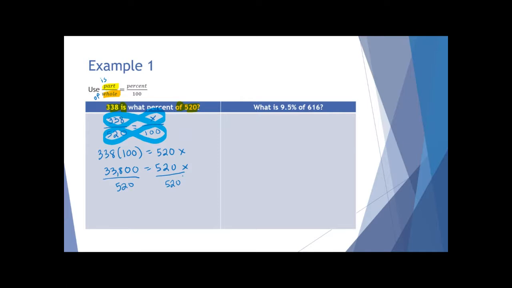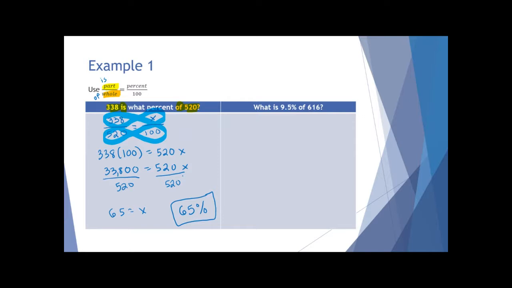So with percents, we usually allow decimals. We don't worry about making them fractions, so you can just hit the division button on your calculator. And this actually comes out to a whole number. We get 65 equals x. So x is our percent, so that means that this is 65%.